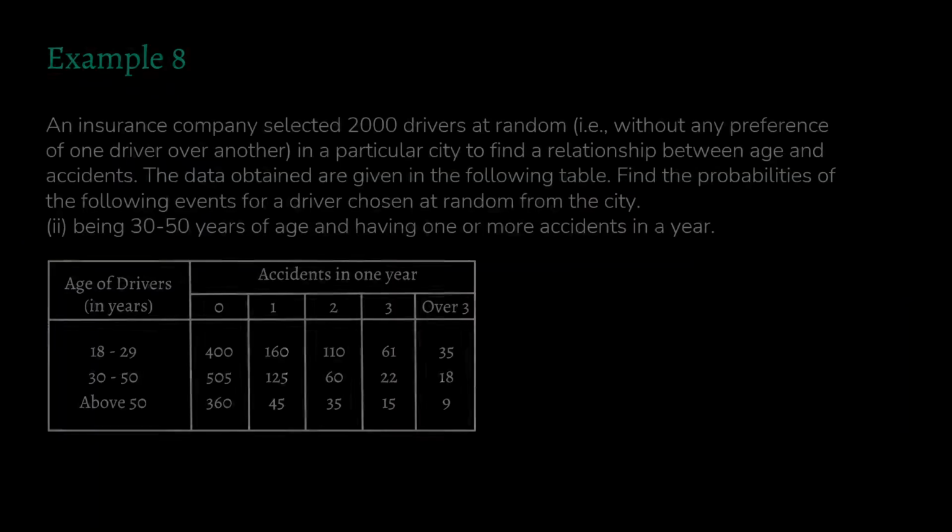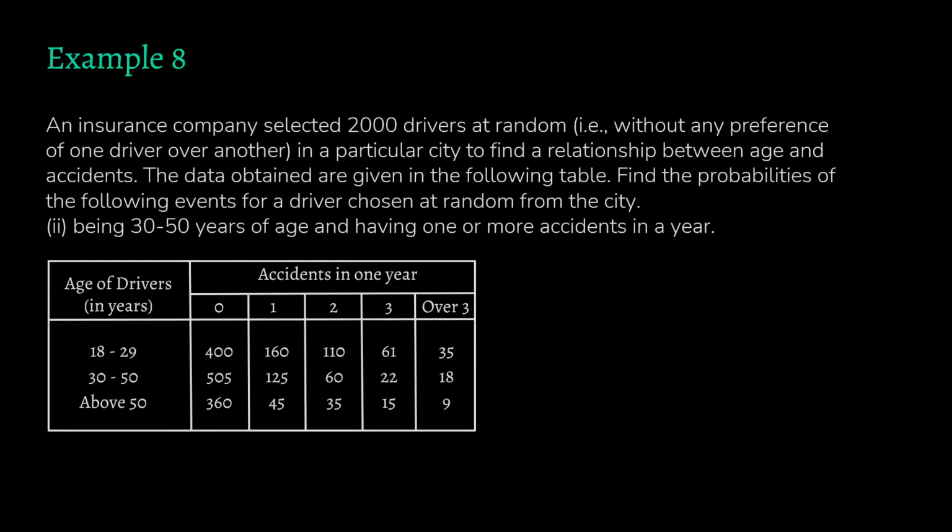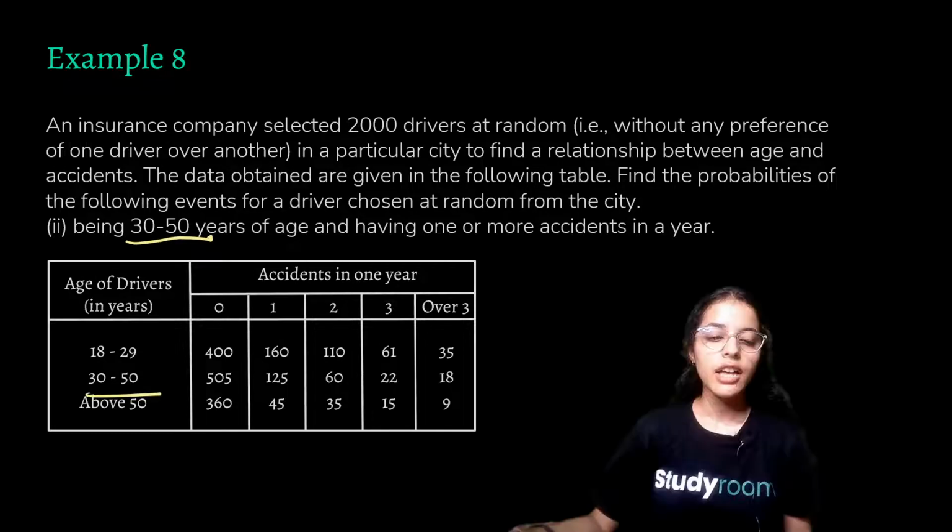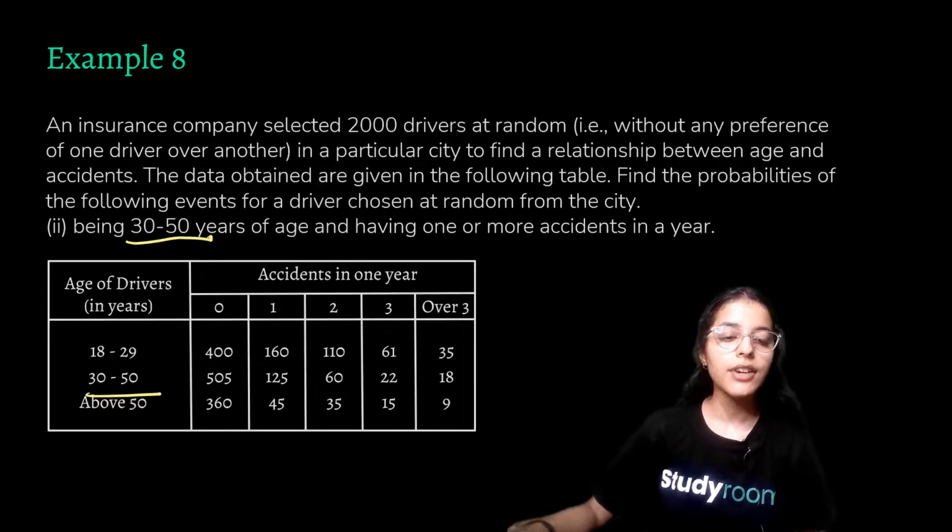So now let us move on to the second part, where our chosen driver is between 30 to 50 years, that is this. So now in this question, we have to find out that our driver is of age 30 to 50 years and has one or more accidents.